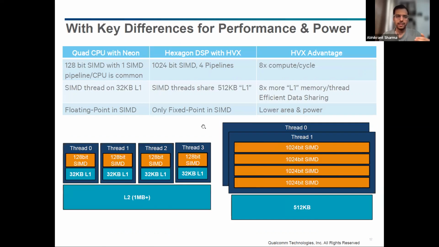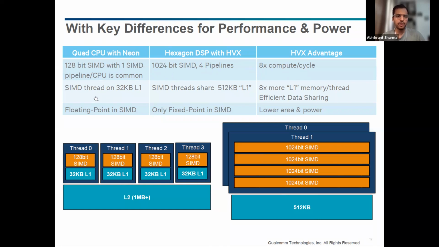But there are some key differences which I'll try to highlight here between a Neon CPU versus the Hexagon DSP, and then we'll talk about the advantages. As I told you about SIMD vector instructions, the Neon hardware has a 128-bit vector size for one SIMD instruction, whereas HVX has 1024-bit SIMD vector length, and there are 4 dedicated slots. So eventually, we are able to do 8 times better computation in every cycle when we compare the performance with the Neon hardware.